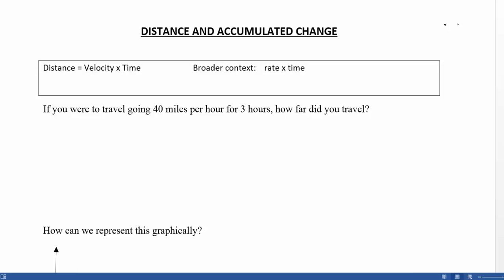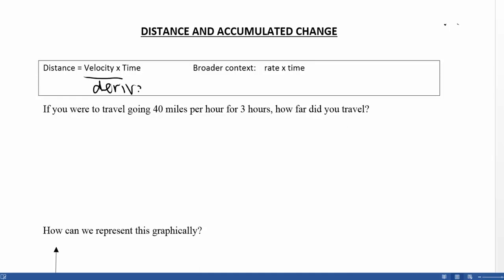Distance and accumulated change. In physics, the way that we compute distance is by multiplying velocity times time. This equation represents a way that we can use a rate and a time to determine information about the original function, position. Think about the relationship between position and velocity. Velocity is the derivative of position.